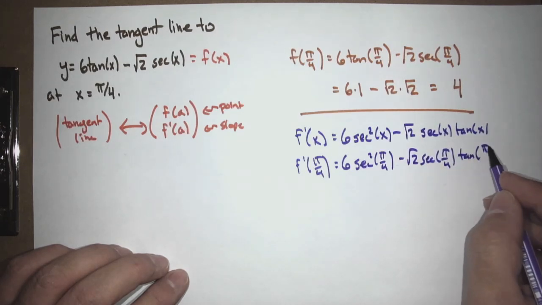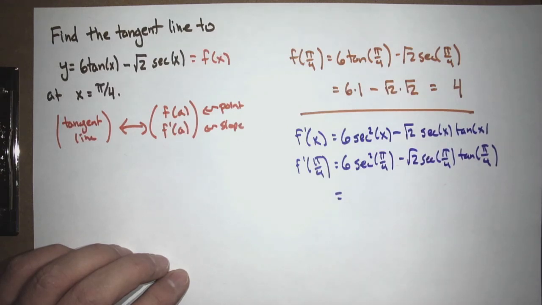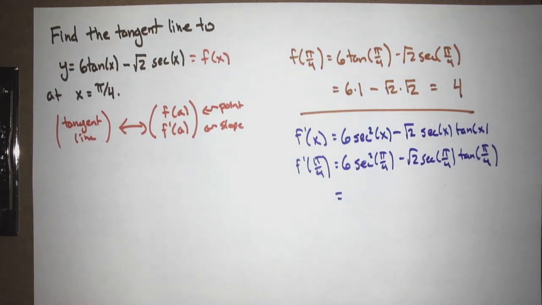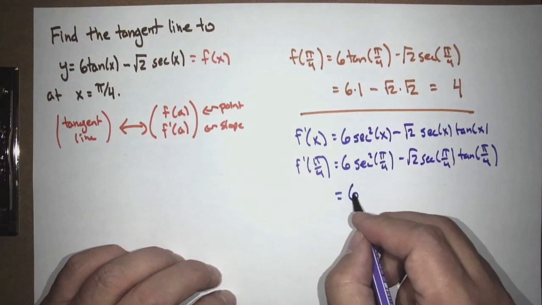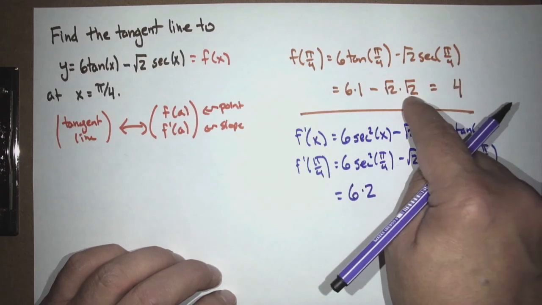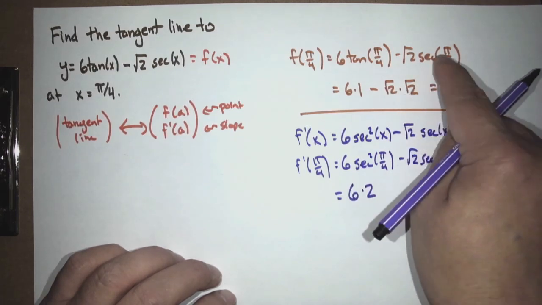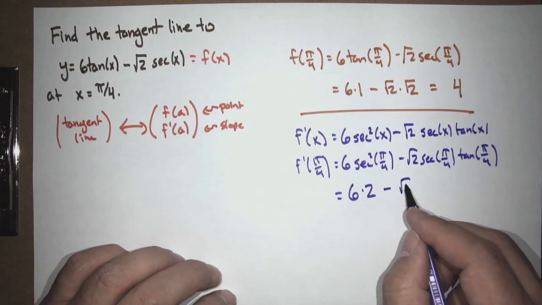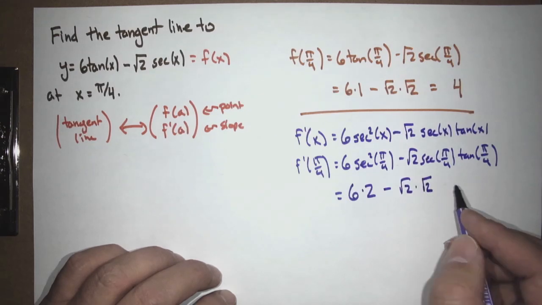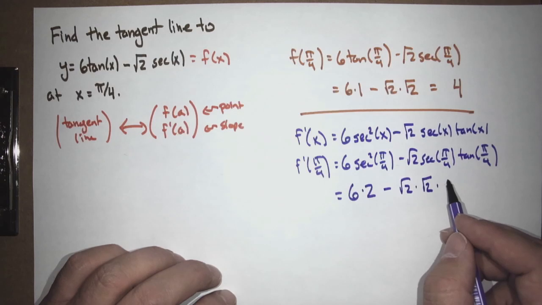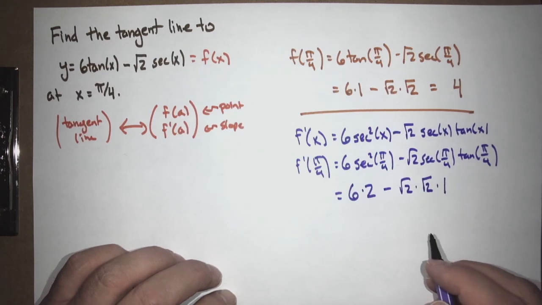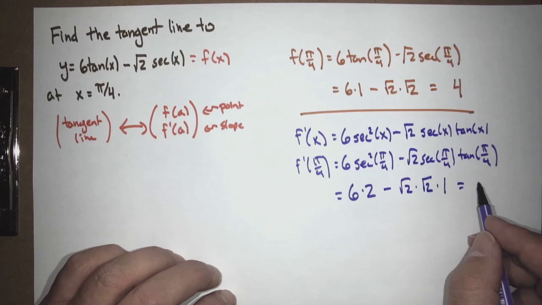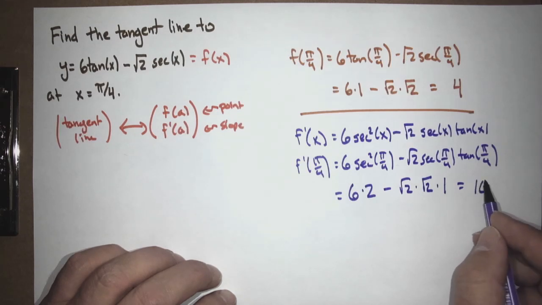Now, I'm not going to tell you either of these values this time. You have to tell me. Secant squared of pi fourths, do we know what that is? Secant squared of pi fourths is going to be 2, because secant of pi fourths is root 2. It's the same thing as what we did before. Root 2 secant of pi fourths, root 2 tangent of pi fourths. Tangent of pi fourths is 1. So this becomes 12 minus 2, which is 10.